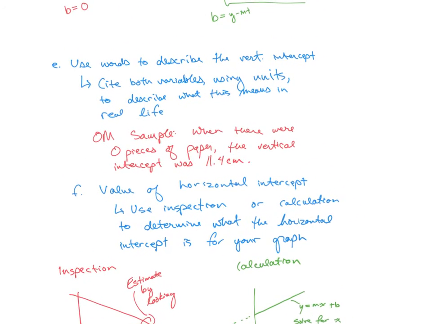Okay, after the 5% rule, then it asks you to describe what the vertical intercept means in real life. So you're going to use words. For example, on the optical micrometer, you could say, when there were 0 pieces of paper, the reading on the micrometer was 11.4 centimeters. That's a reasonable use of words to answer this question.